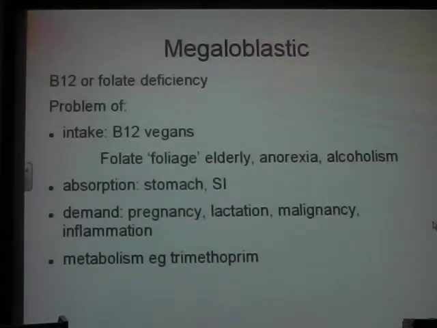And then you've got your megaloblastic. Megaloblastic basically means things that affect the nucleus. So we're looking at B12 or folate deficiency. And again, it just goes back to the slide on iron deficiency. If you've got a deficiency, divide it up. You can divide it again into intake, absorption, demand, and this last category is metabolism. So intake: B12 if you're a vegan; folate comes from foliage, leafy green vegetables, so if you don't eat many of those. Absorption, again, we're looking at the stomach and the small intestine.